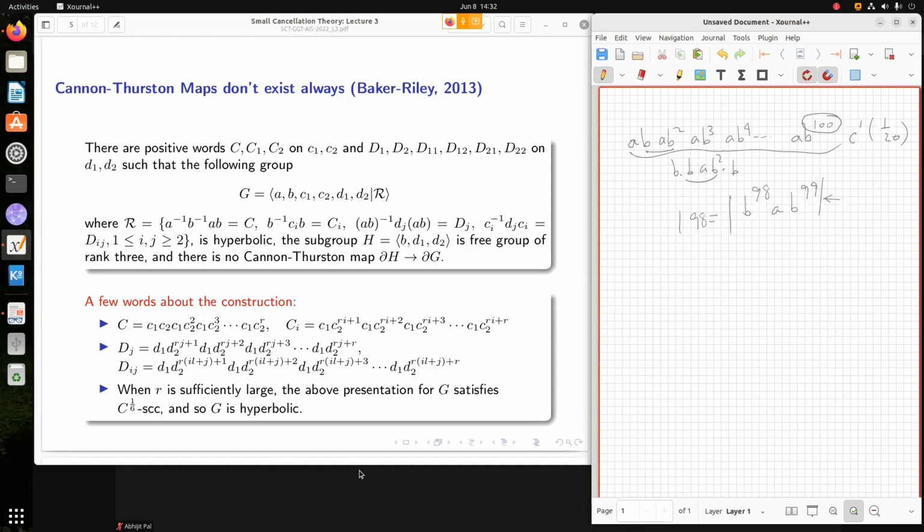What are those? A inverse B inverse AB is C, B inverse CiB is Ci, that is B inverse C1B is capital C1, B inverse C2 B is capital C2, and so on. You can see the words. So now what they are saying is that this group will be hyperbolic. This is a subgroup of this group H.